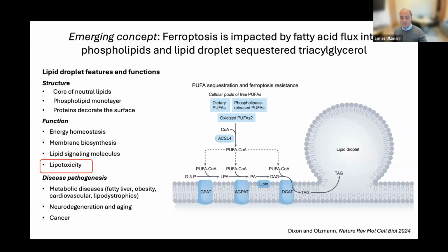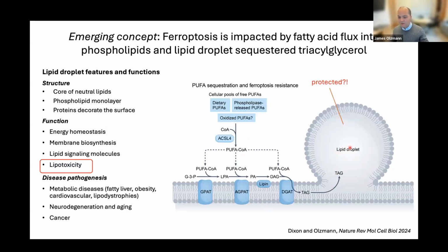And so there's this emerging data in the field, which I think is quite strong, and the idea that polyunsaturated fatty acids, which I had mentioned are sensitive to oxidative damage, can be sequestered within these neutral lipids, triacylglycerol, and this can be protective by preventing the flux of those polyunsaturated fatty acids into membranes, like the plasma membrane. So there are many questions that remain here: how these are sequestered, whether oxidized PUFAs are sequestered within the droplets, where these are coming from, for example, phospholipase-released PUFAs or dietary PUFAs. But the prevailing idea is that these lipid droplets are protective.